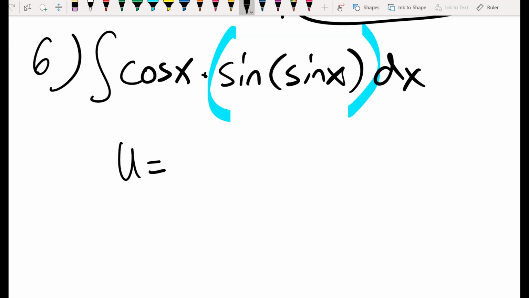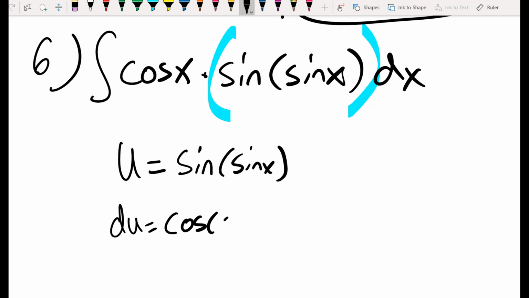Now, let's say I let u be equal to sine of x. If I differentiate, this is a chain rule, right? The derivative of sine of something is cosine of something times the derivative of that something. So the derivative of the inside is cosine of x.